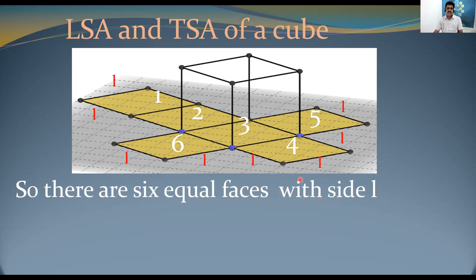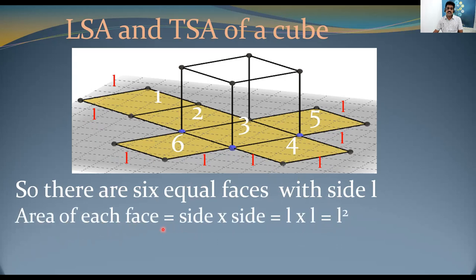Side is L. Six equal faces are there, each side is L only. Now, area of each face: as I said, side into side, since it is a square shape. Side is L, so L into L, that is L square. That is one face. This face area is L square, this face area L square, this face area L square. Like that, all the faces.